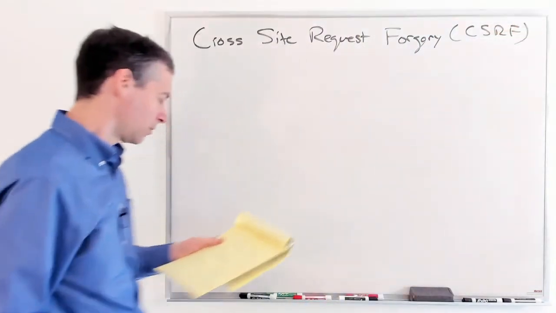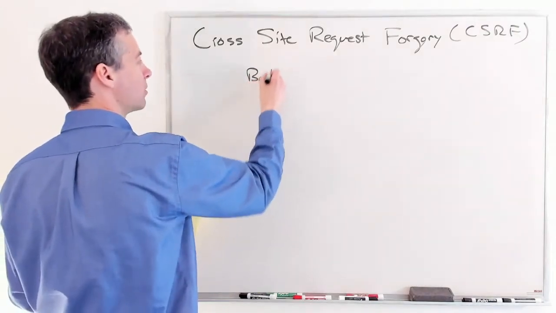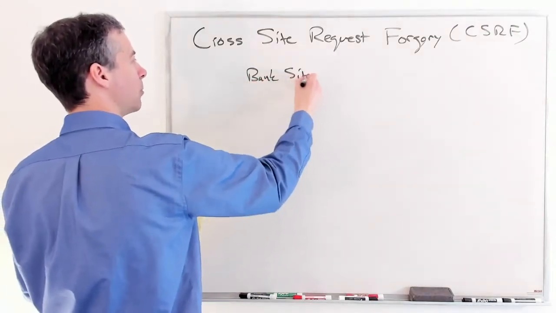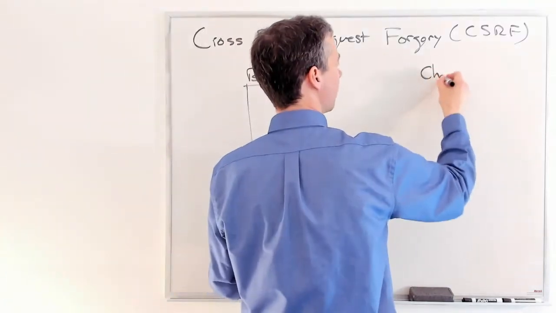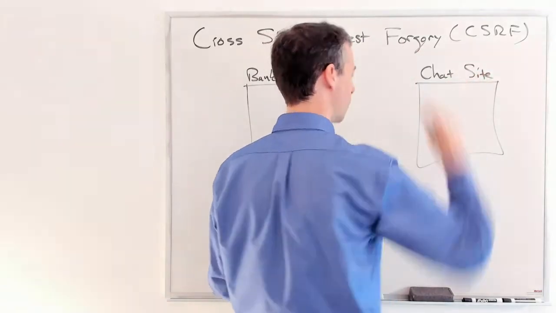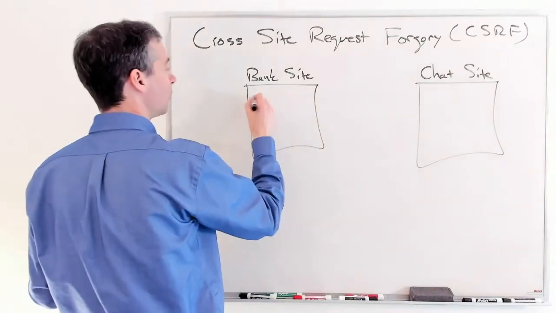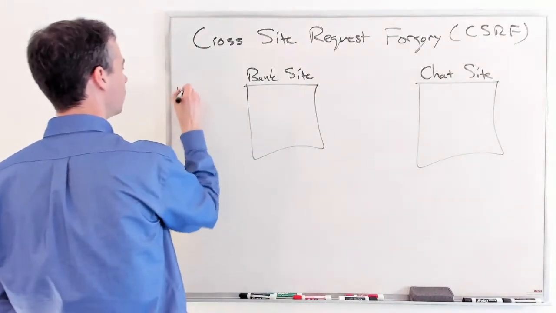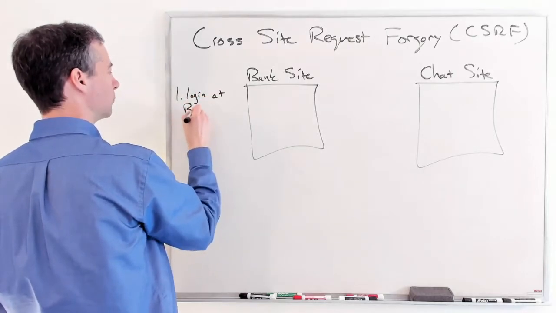All right, what's the actual problem? Well, this is an example from the book. Let's say you have a banking website, and then let's say you have over here some sort of chat or community group site or who knows what. So you as a user, the first thing you do is go log in at the bank site.